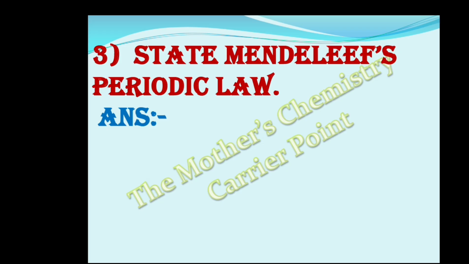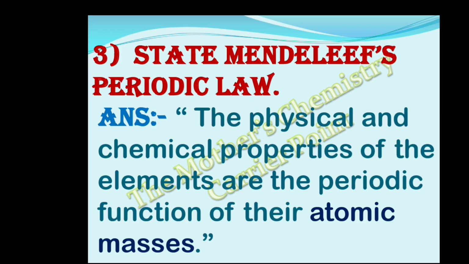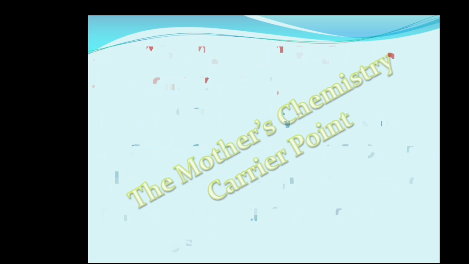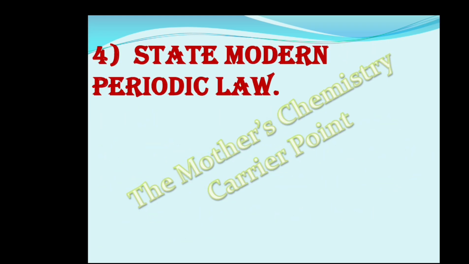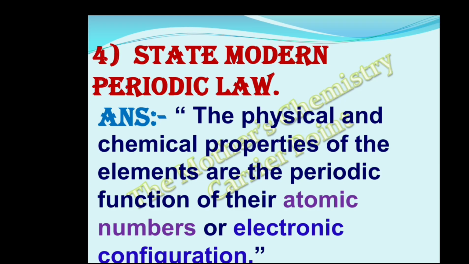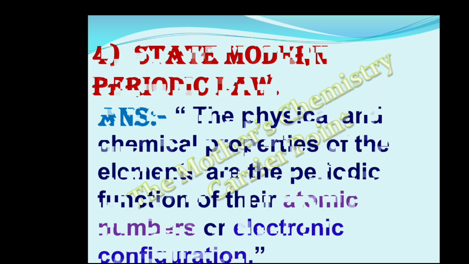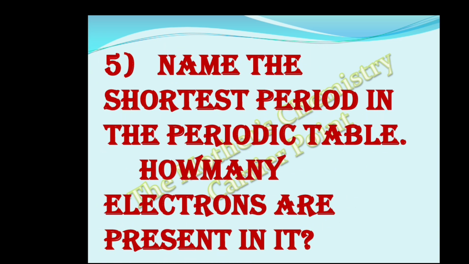State Mendeleev's periodic law. The physical and chemical properties of the elements are the periodic function of their atomic masses. State modern periodic law. The physical and chemical properties of the elements are the periodic function of their atomic numbers or electronic configuration.